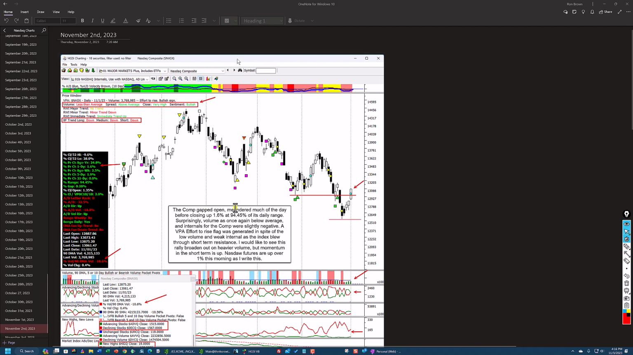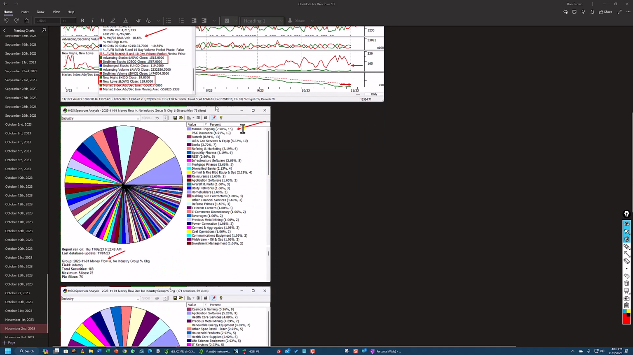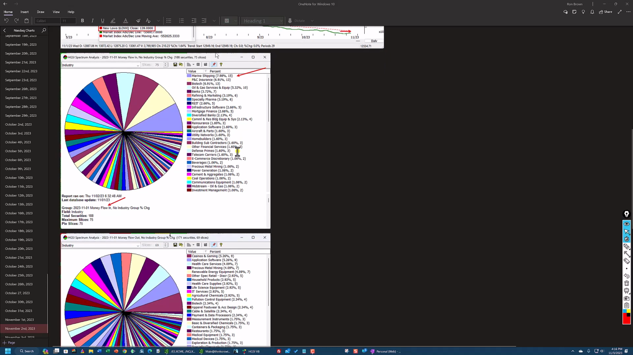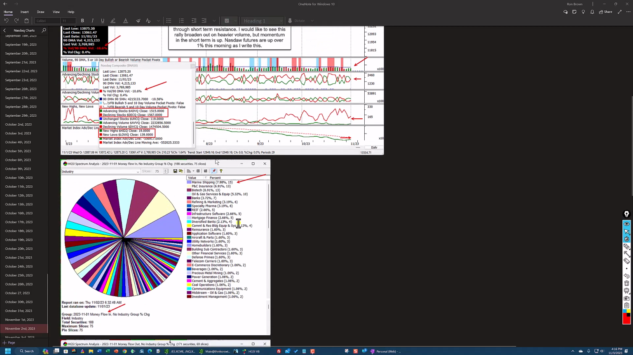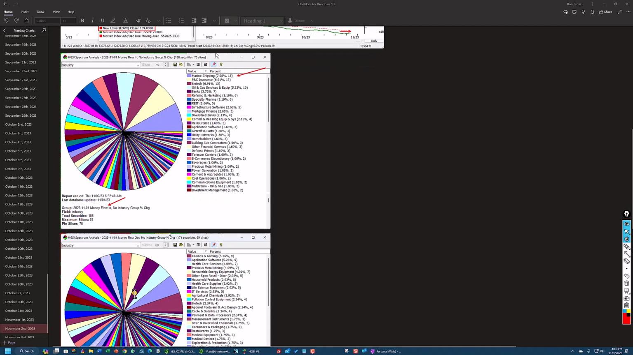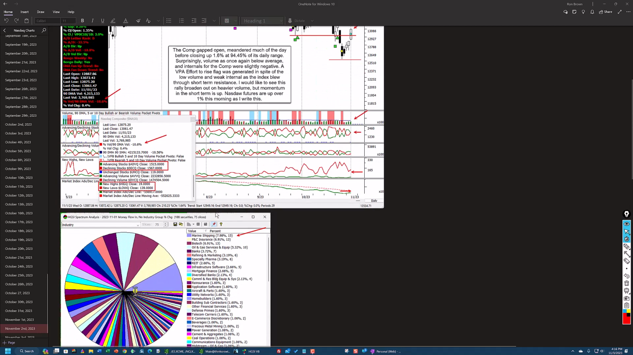Now, scrolling down here, here's what I want to point out: marine shipping again. If you look at the files I send out, you'll see marine shipping has been coming up quite often. So what's on the weak side here? Casinos and gaming, application software, and so on. But this really gives us insight into the prior day's market.